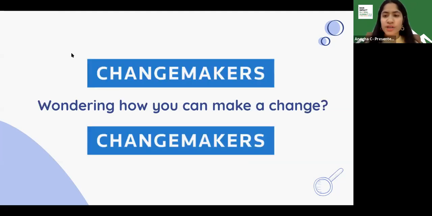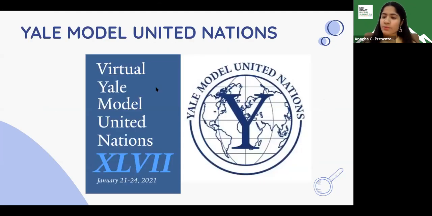Now that we've talked about the Sustainable Development Goals and activism and what that looks like, we will be talking about exciting opportunities to make your projects come to life, get involved with a valuable global experience, and use your voice for change. In this part of the presentation, we will be talking more about our partnership with Yale MUN and opportunities for you to get involved.